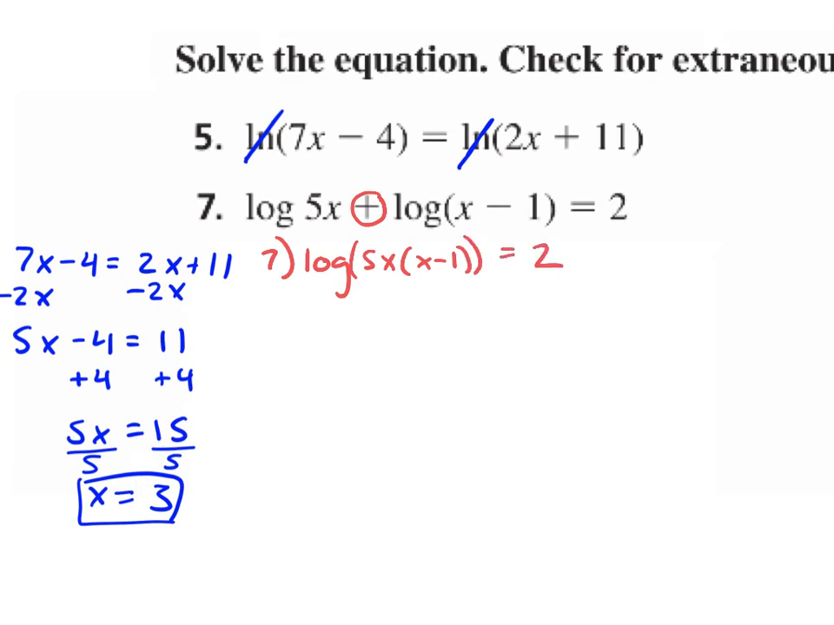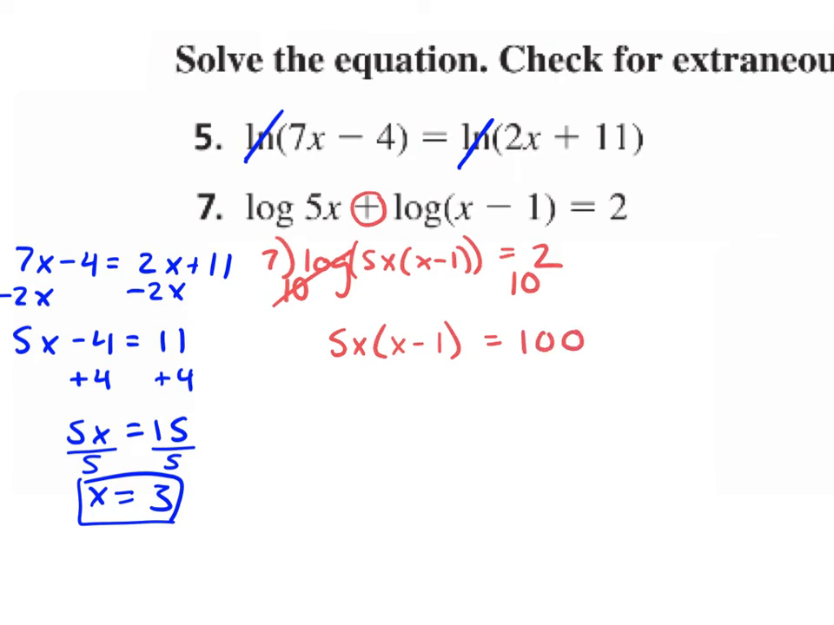Now how can we get rid of that log? The base is 10, so we make the big base 10. So 10 to the power of log of 10 cancels. So we have 5x times x minus 1 is equal to 10 squared. What's 10 squared? 100.